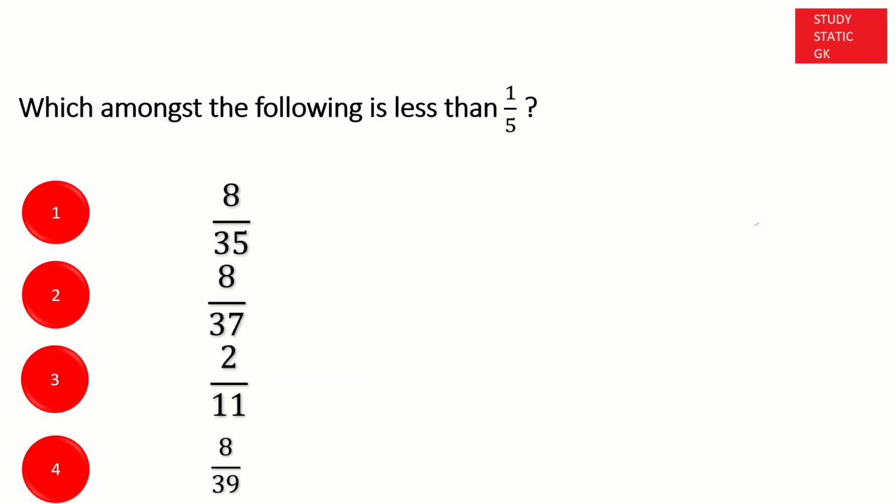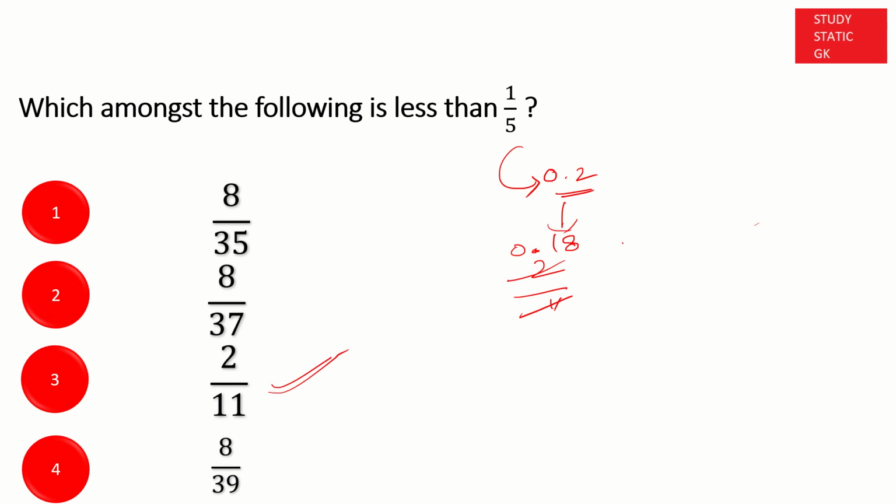Right, next question. Which of the following is less than 1 by 5? 1 by 5 means 0.2, right? If we say 2 by 11, that is less than 0.2. 11 ones are 11, so it is definitely less than this one, so we can go with this directly.